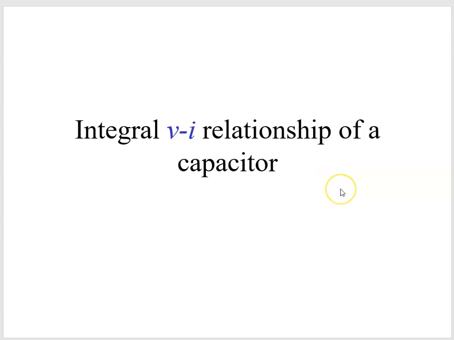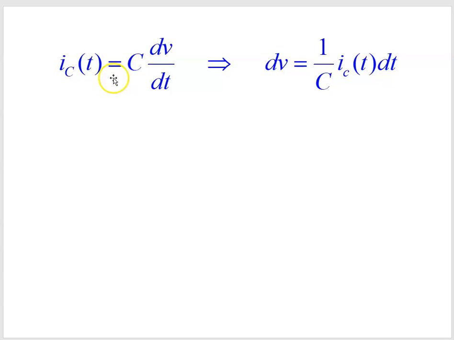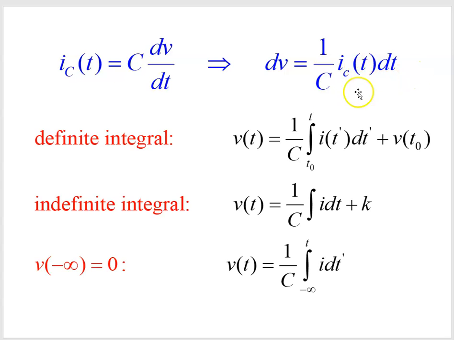So that's the dV/dt, the derivative relationship of our current-voltage relationship in the capacitor. Let's look at the integral relationship. If I_C is equal to C dV/dt, then dV is equal to 1 over C times I_C of t, that's just a function of t, dt. So what we end up with is an integral relationship to get the voltage.